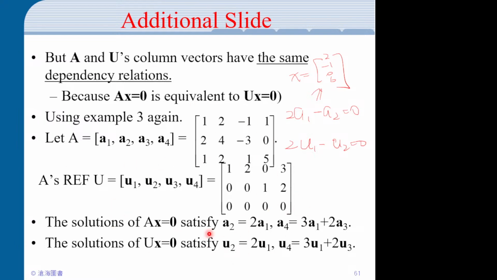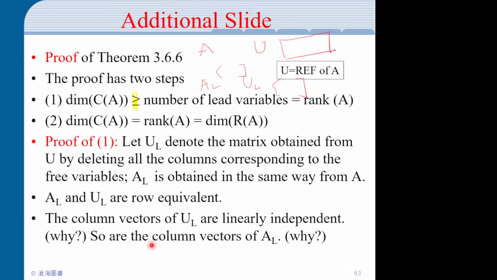Okay? Because they have the same dependency on the columns. So between UL and AL, the columns are all linearly independent.